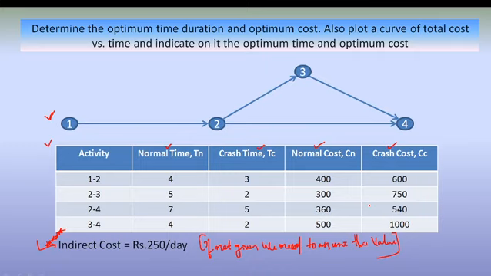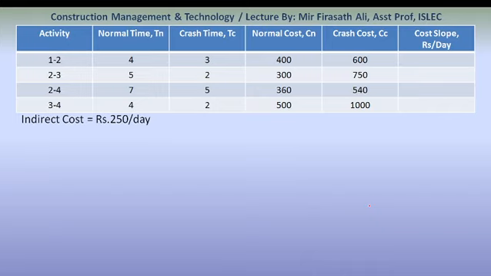The same table we need to repeat once again. Activity 1 to 2: 4, 3, 400, 600. 2 to 3: 5, 3, 300, 750. Activity 2 to 4: 7, 5, 360, 240. Activity 3 to 4, that is normal time, crash time. First of all we need to determine the cost slope per day.